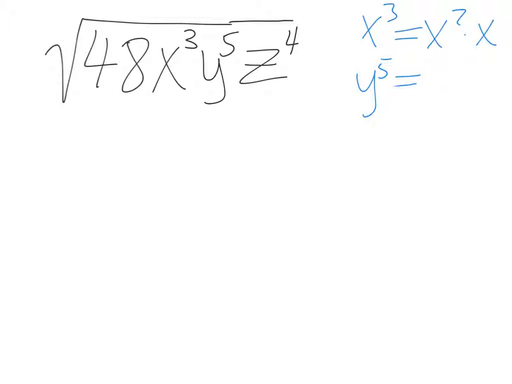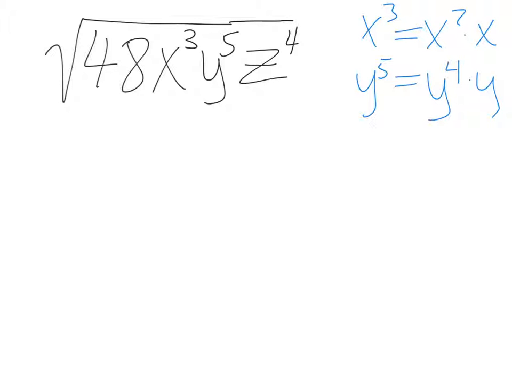Y to the fifth, I'm going to split up into y to the fourth times y. Now, I don't have to split up z to the fourth power. The reason is because it has an even exponent. So since it has an even exponent, it is a perfect square. When I take the square root of it, I'll just get, not z to the zero, I'm sorry, z squared.